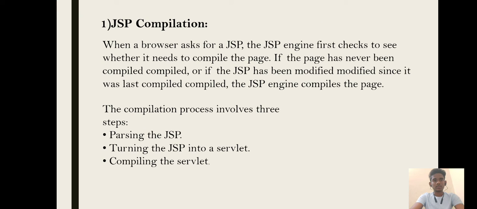JSP compilation. When a browser asks for a Java Server Page, the JSP engine first checks to see whether it needs to compile the page. If the page has never been compiled, or if the JSP has been modified since it was last compiled, the JSP engine compiles the page. The compilation process involves three steps: parsing the JSP, turning the JSP into a servlet, and compiling the servlet.